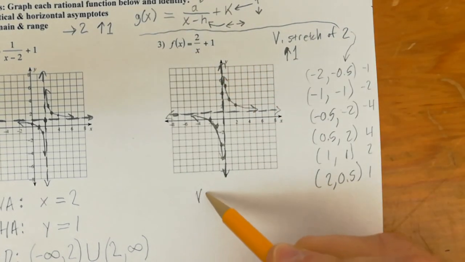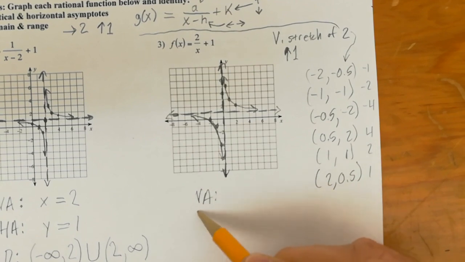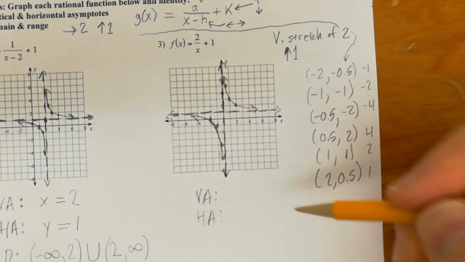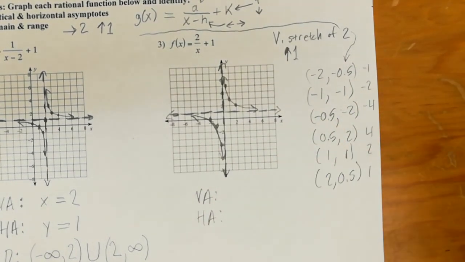All right, and then we need our other values here. I'm going to let you do this part, okay? So go ahead and do this. Identify the asymptotes and find the domain and range on your own.